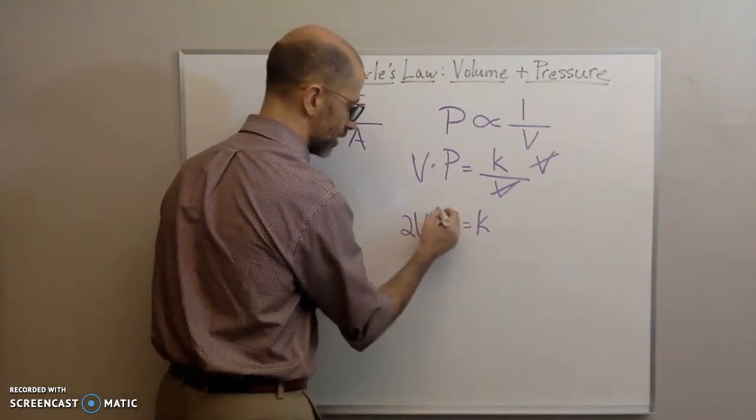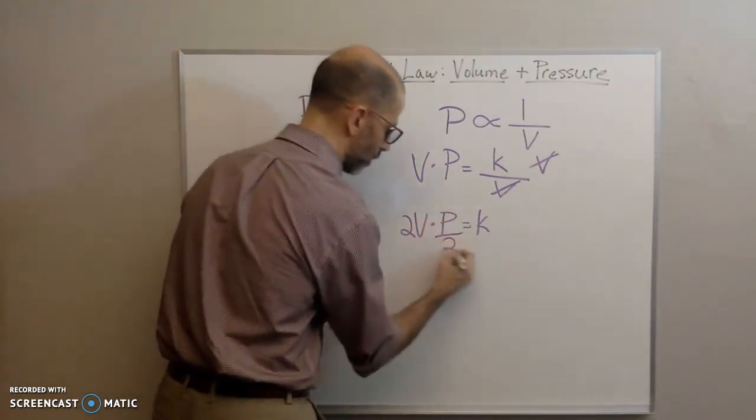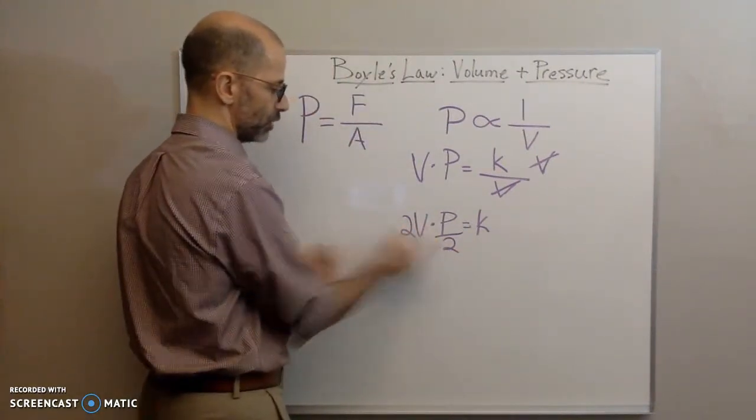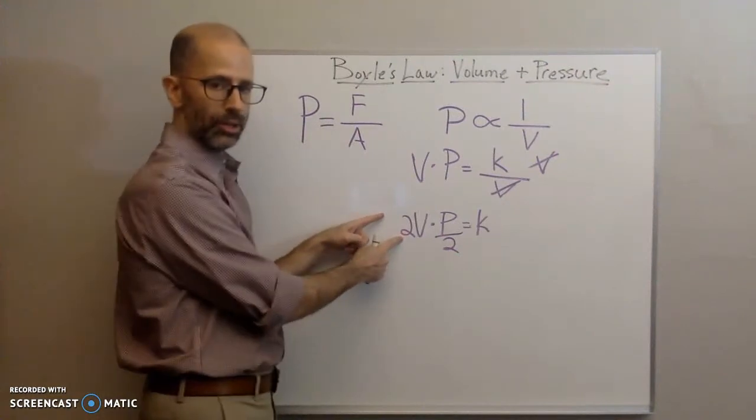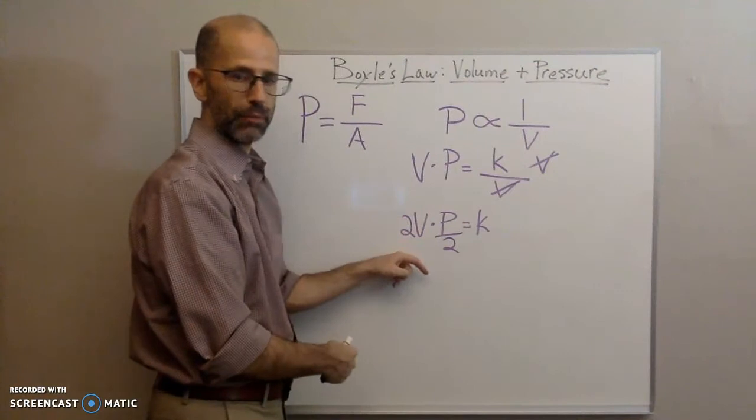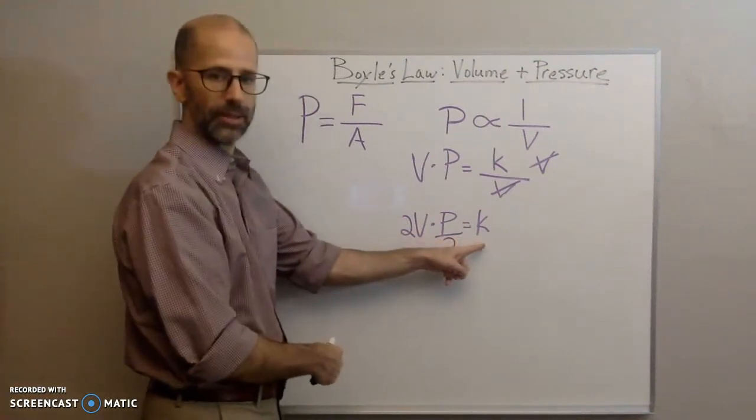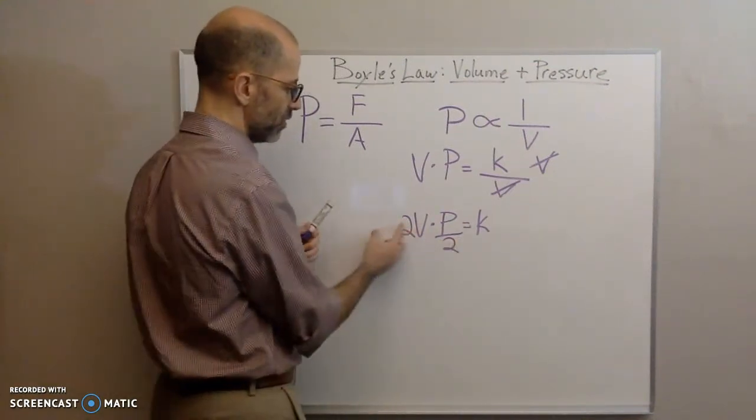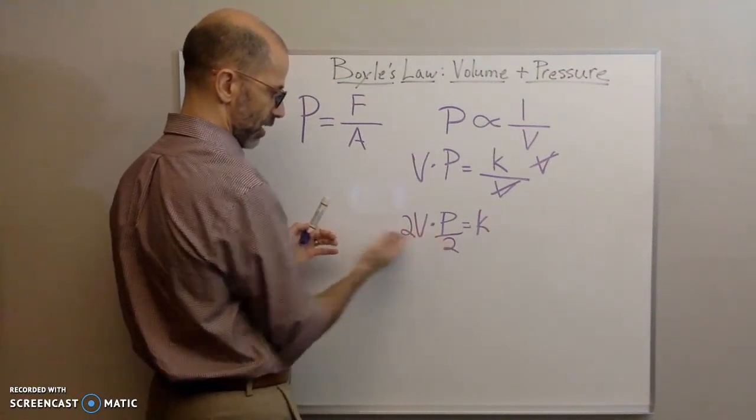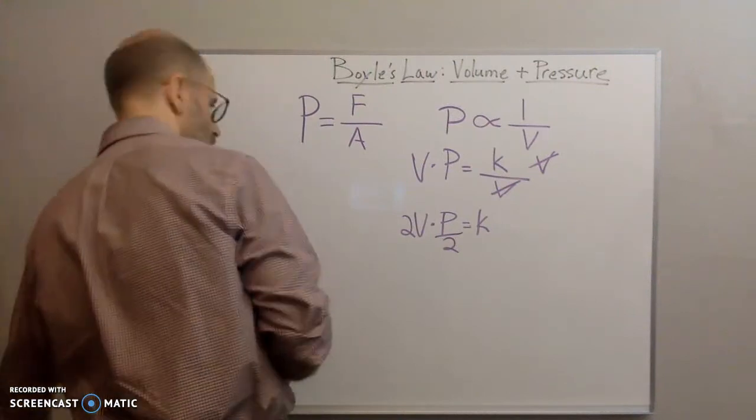And that means I'm going to have to decrease the pressure by a factor of 2. So if the volume increases by a factor of 2, then the pressure has to decrease by that same factor to keep this constant. And so that again shows the inverse proportionality of the volume and the pressure.